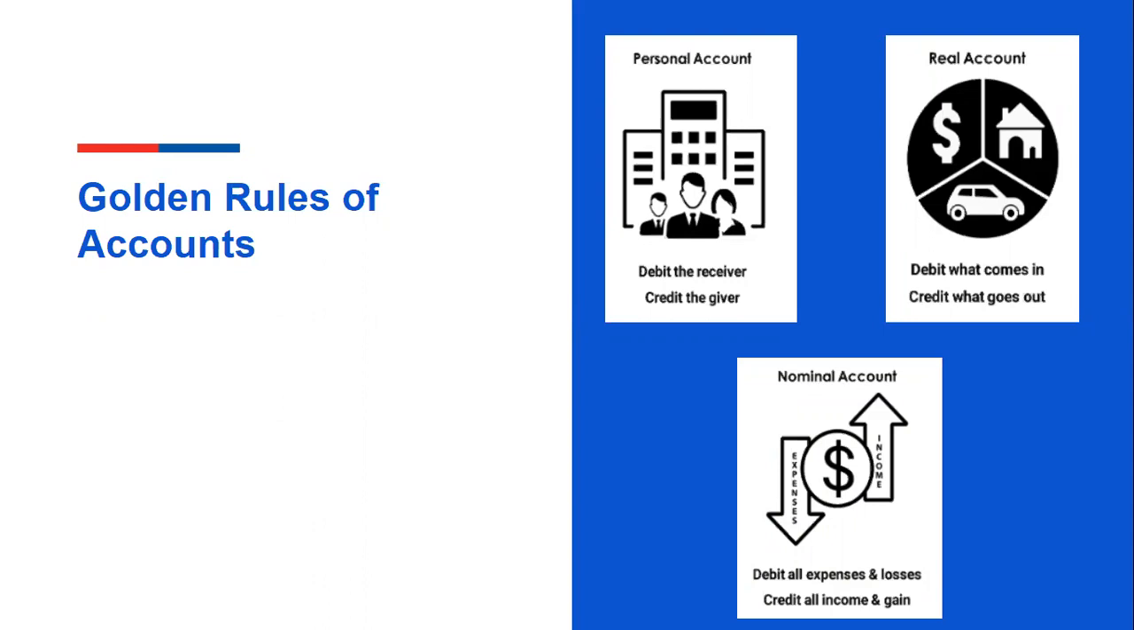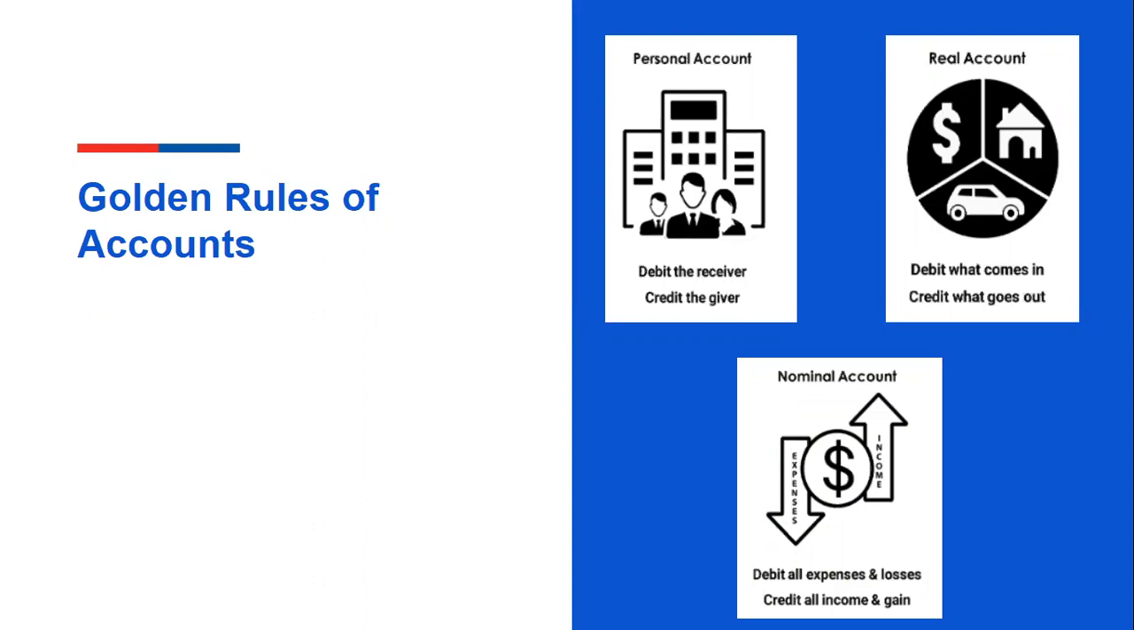Second is real account. A real account retains the ending balance at the end of the accounting period and carries that balance forward as the opening balance to the next accounting period, like cash account, bank account, assets and liabilities. If you want to carry forward the balance to the next financial year as opening, you treat it as a real account. What is the rule of real account? Debit what comes in, credit what goes out. If something comes in, treat as debit, and if it goes out, treat as credit.